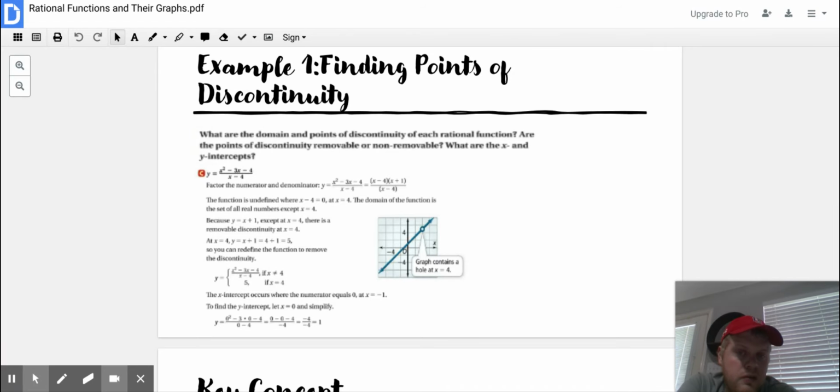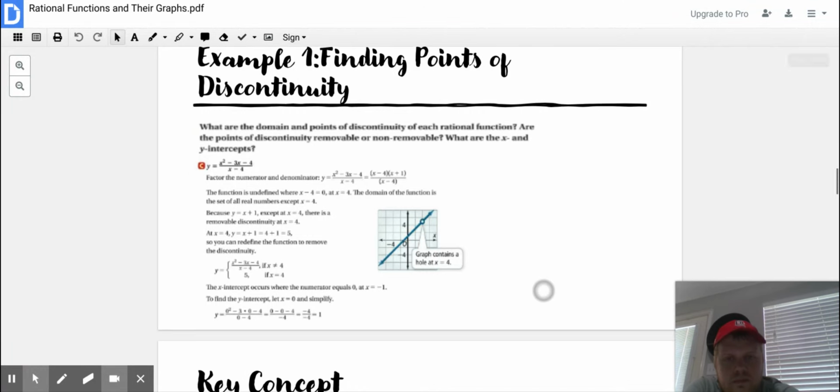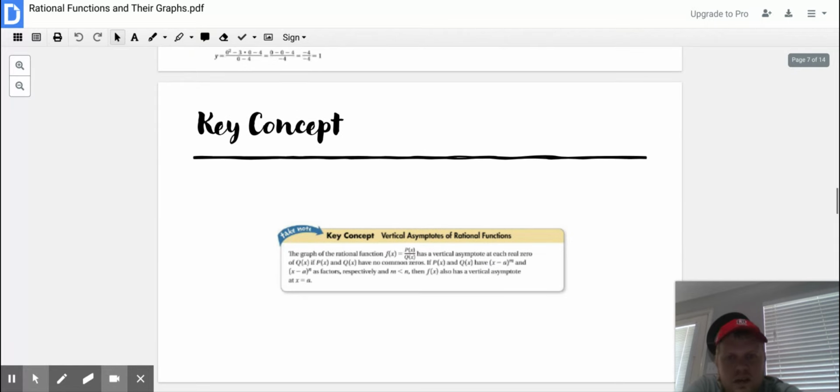Again, you could have also even used the new equation. That would have given you the same answer. So again, just understand that there's more than one way that you can solve these answers. All right, so key concept here.